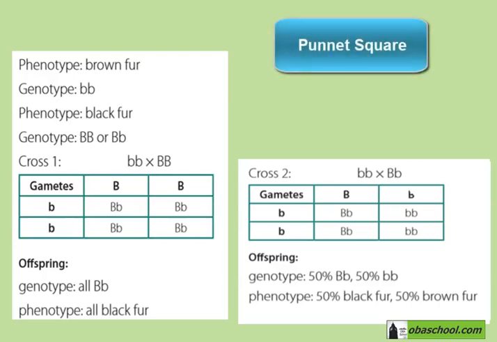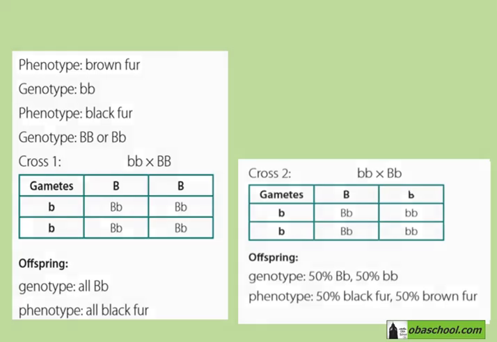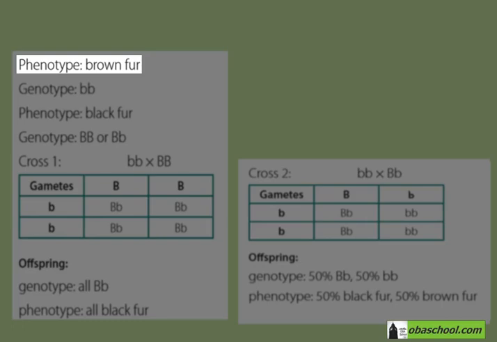This is a Punnett square. First of all, we look at the phenotypes and genotypes of the parents. So the first parent has the phenotype brown fur.